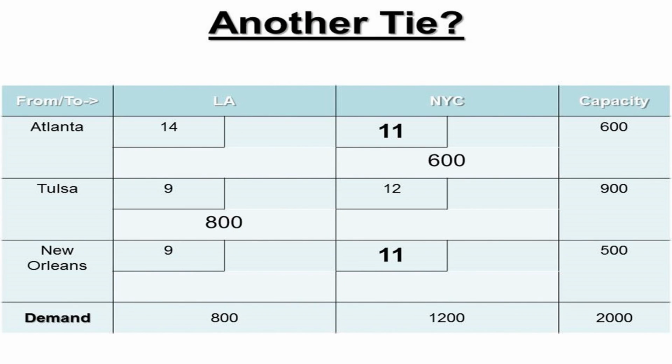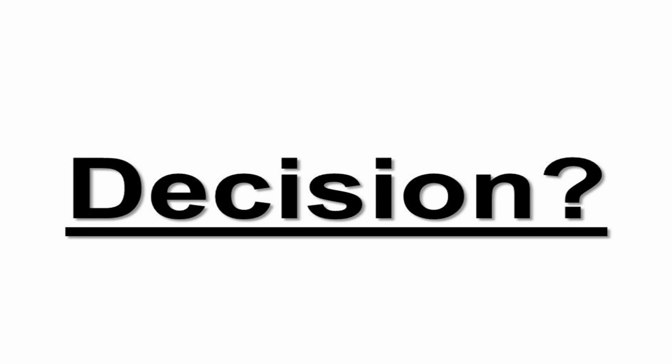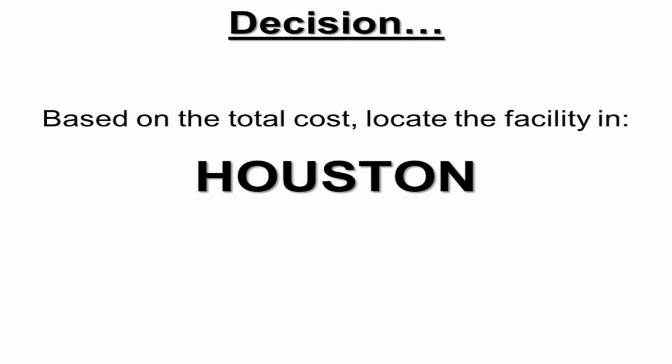Now, you have another tie, and you break the tie by allocating to Atlanta to New York City, because that takes maximum, and complete the rest of the problem. And you will notice that total cost for this allocation turns out to be $20,500. So, what should be the decision? Basically Houston, because Houston costs $18,500 versus New Orleans will cost you $20,500.